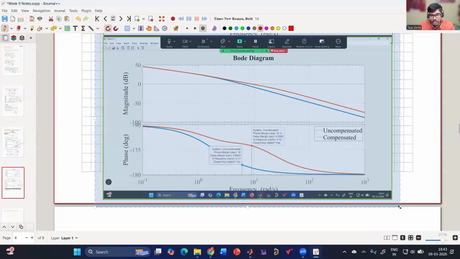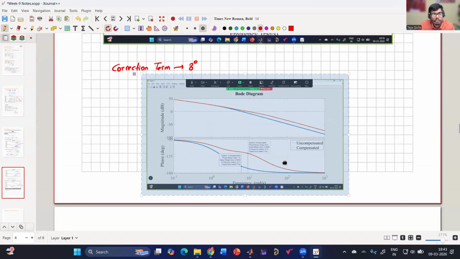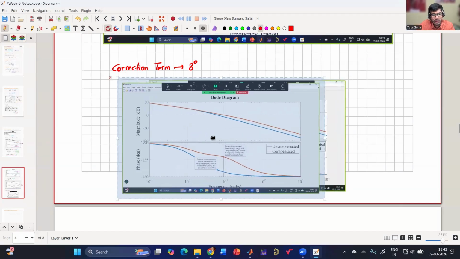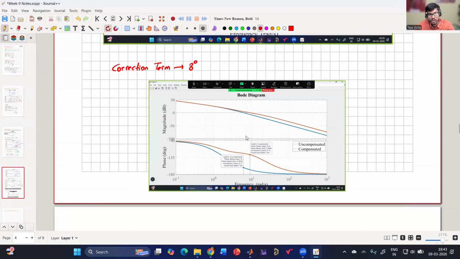So with the correction term, whatever I'm getting, with the correction term, I'm able to meet the given requirement. So in this way, we can design the controller. So now the design requirements are known.